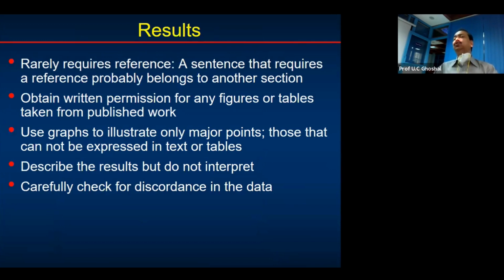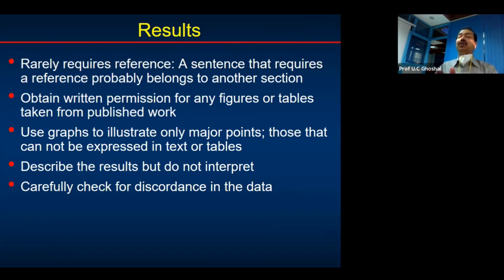Results rarely require references. If a sentence in the results section requires a reference, it probably belongs to another section. Obtain written permission for any figure or table taken from published work, including your own work. If you have published work earlier somewhere, you have to take permission to use that again. Use graphs to illustrate only major points, those that cannot be expressed in the text or tables. Describe the results but do not interpret. No interpretation is allowed in the results section.